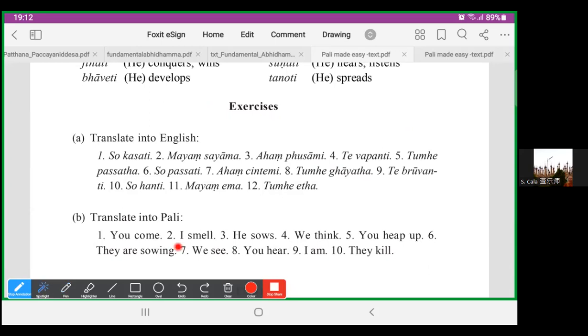Okay, next one. "I smell." What is "I"? Aham, okay? How about "smell"? Smell is ghayami. Okay, ghayami. All right. Next one, "he sows". So it is vapati. Okay, vapati.